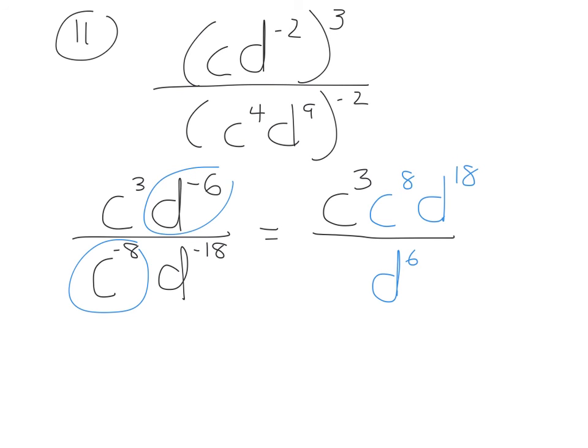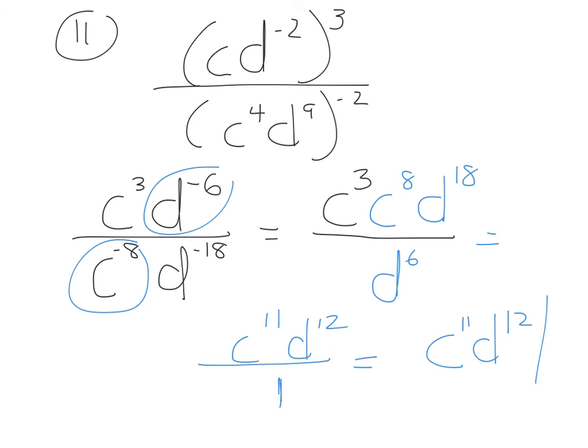Now I'm just going to combine when I have the bases that are the same. That's c to the 11th, and with the d's I have to subtract. 18 minus 6 is 12, so that gives me d to the 12th. There's nothing left on the bottom but a 1, so I won't need it. So I have c to the 11th, d to the 12th as the answer.